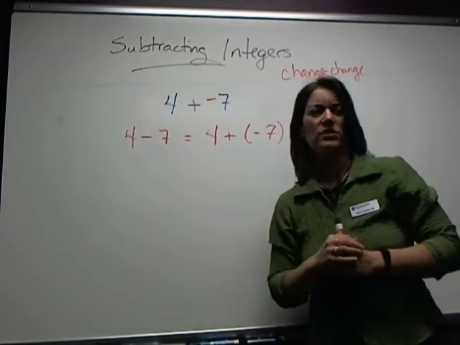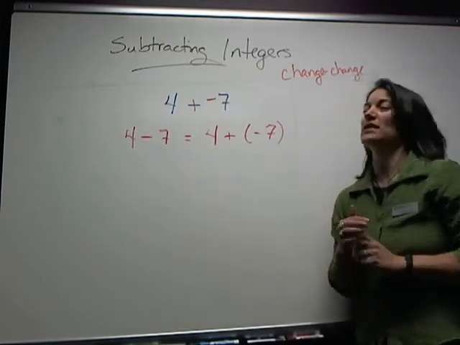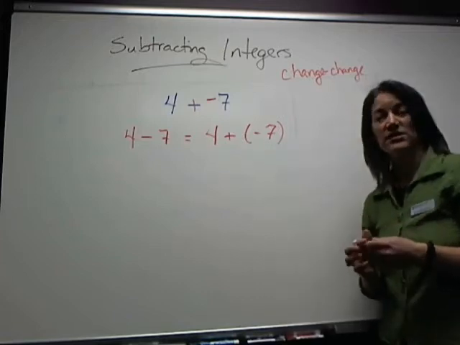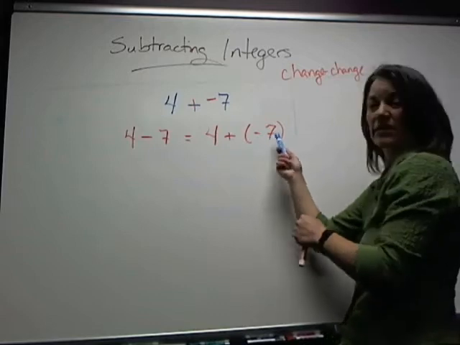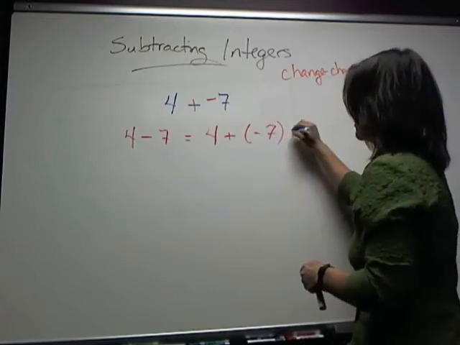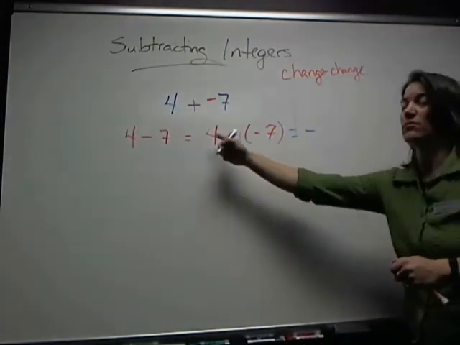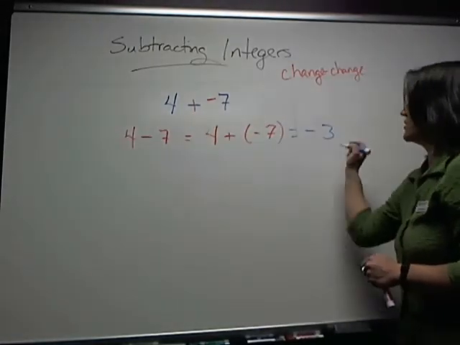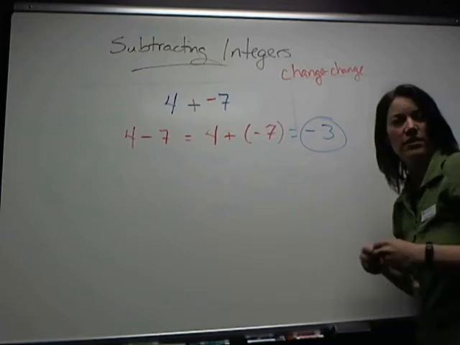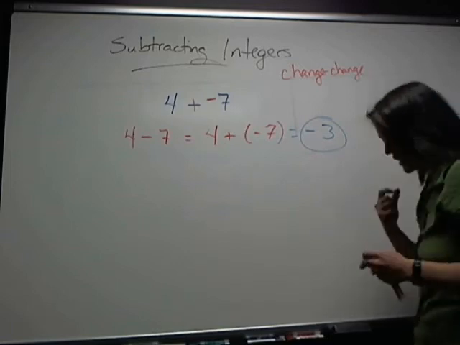Now I go back to my two addition rules. It's a positive and a negative. I subtract the two and keep the sign of the larger. So the larger number is the 7. The sign on that is negative, so my answer will be negative. 7 minus 4 is 3. So 4 minus 7 is negative 3. That's the change.